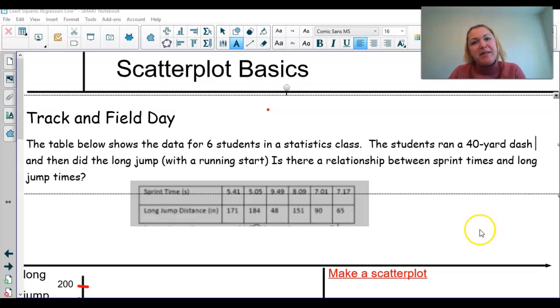Hey, statistics students, we are starting a new unit about linear regression, and we're going to get going with some scatterplot basics today. So we have a track and field day for us.